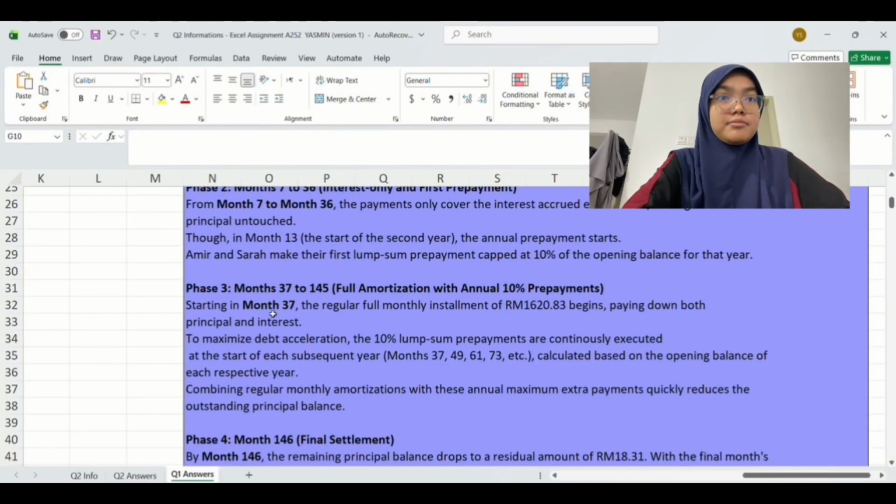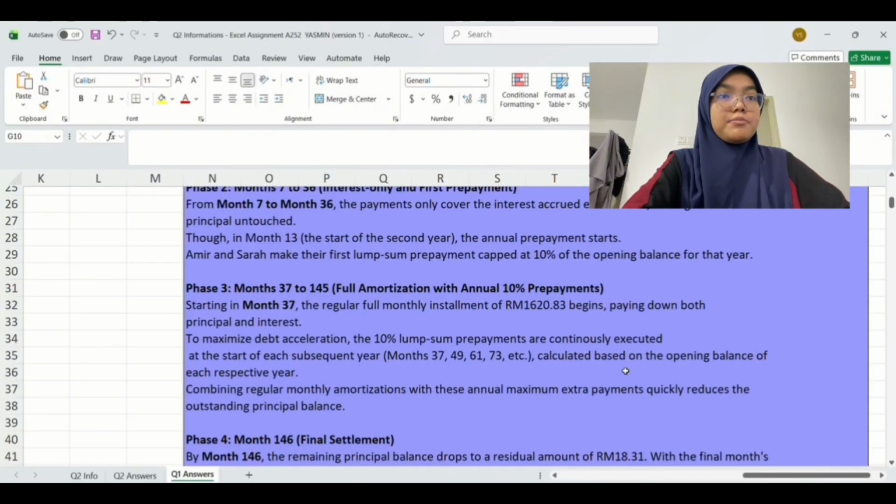For phase 3, months 37 to 145, the full amortization with annual 10% prepayments. Starting in month 37, the regular full monthly installment of RM1,620.83 begins paying down both principal and interest. To maximize debt acceleration, the 10% lump sum prepayments are continuously executed at the start of each subsequent year, which is months 37, 49, 61, 73, and more.